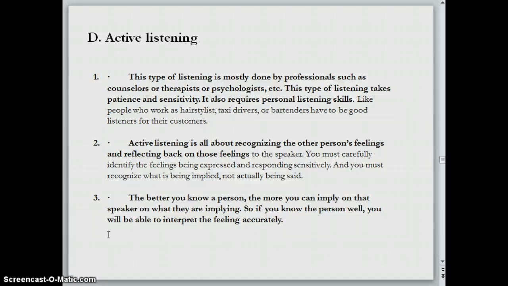Active listening. This type of listening is done by most professionals, such as counselors or therapists. This type of listening takes patience and sensitivity. It also requires personal listening skills. This is the kind of listening that you actually have to learn how to develop. A lot of people develop this on their own based on their experiences with other people. And it is about recognizing the other person's feelings, reflecting back on those feelings in order to supply them with nurturing messages.